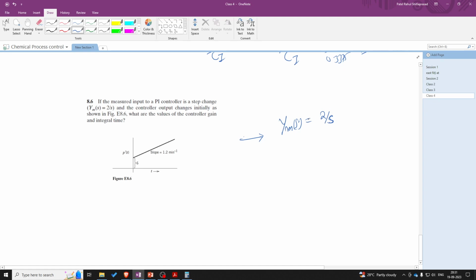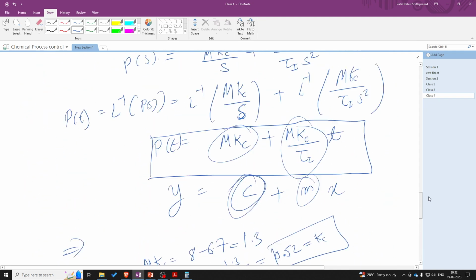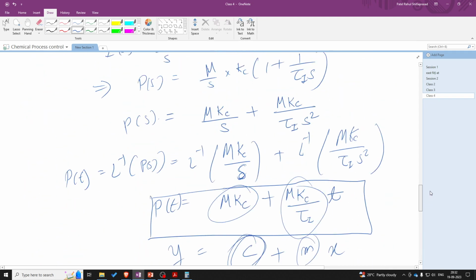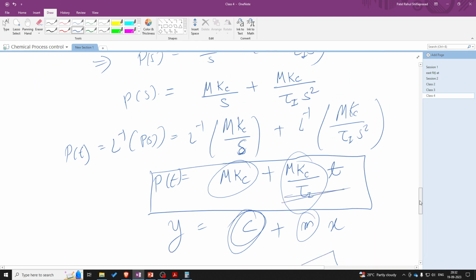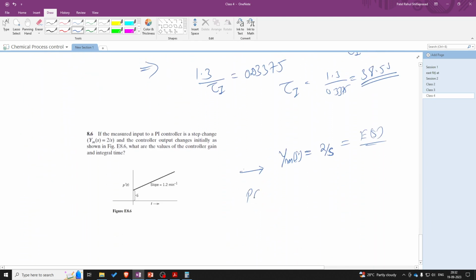Since the system was earlier at constant value and the measurement is being changed by the step input, the error will also be a step input, so this will ultimately be of the form of the step input also. Corresponding to that, we already found this generalized equation in the earlier question, that is, P(t) is equal to m times Kc plus mKc upon tau I into t.